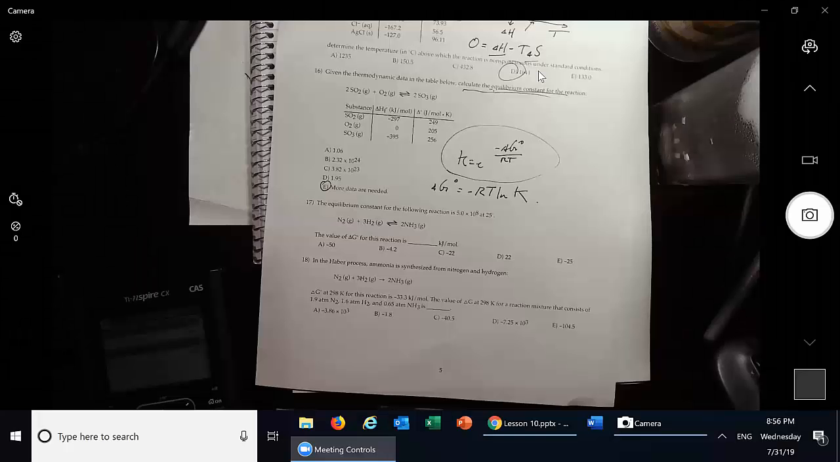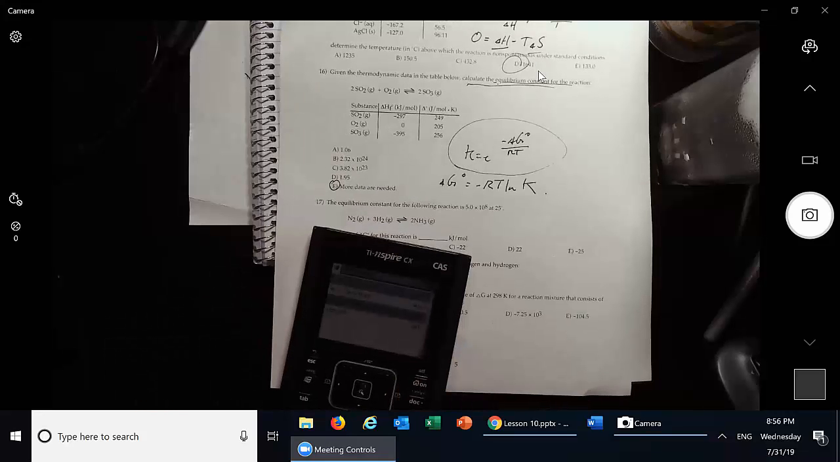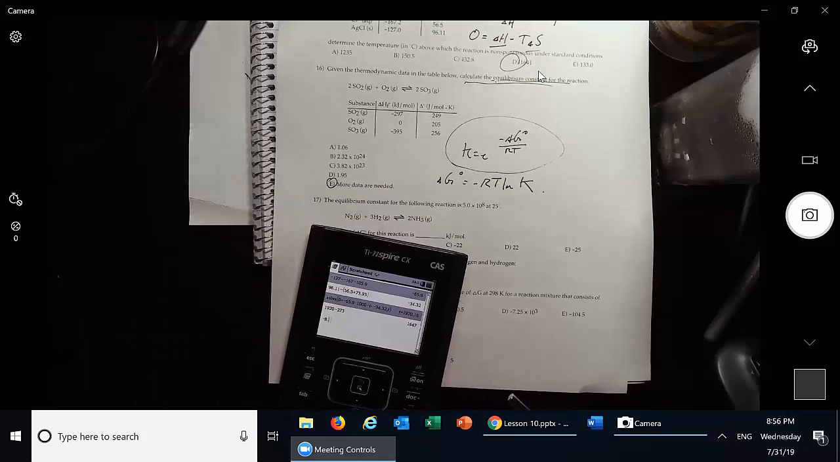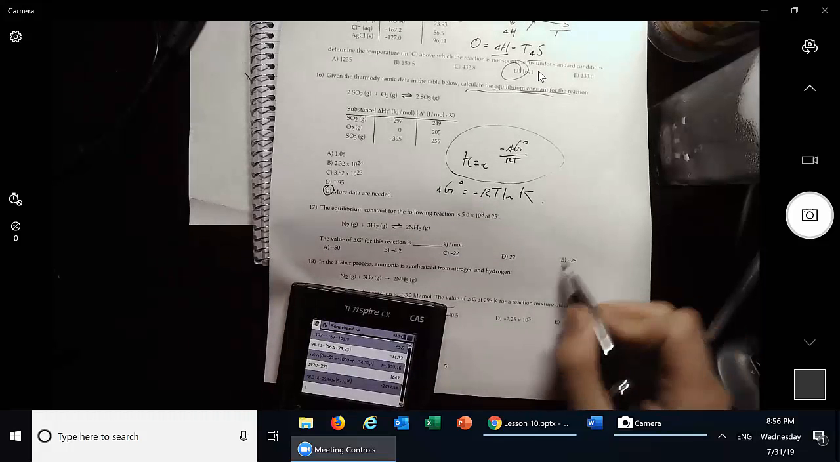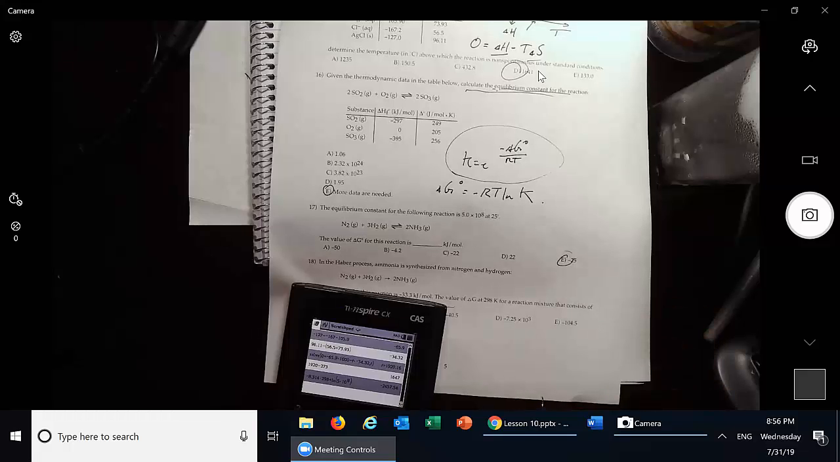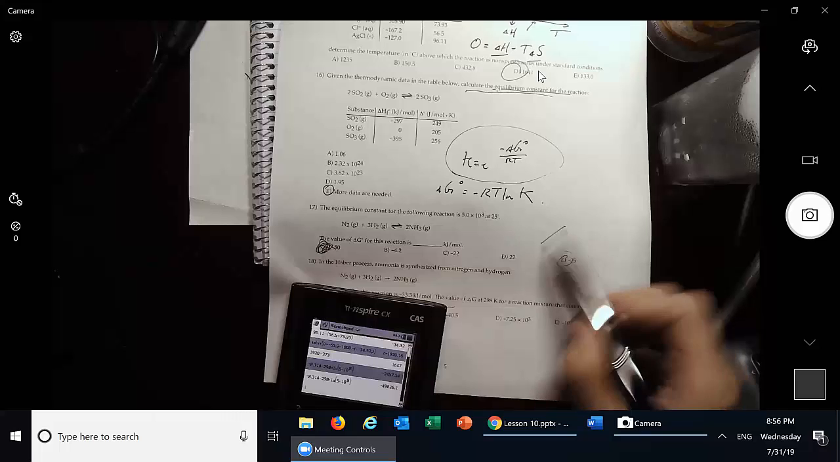Into the calculator: negative 8.314, which is R, times 298 kelvin, times the natural log of 5 times 10 to the 8 equals negative 50 kilojoules. Oh, I put a plus sign here. That should be times. Yeah, negative 50 should be A.